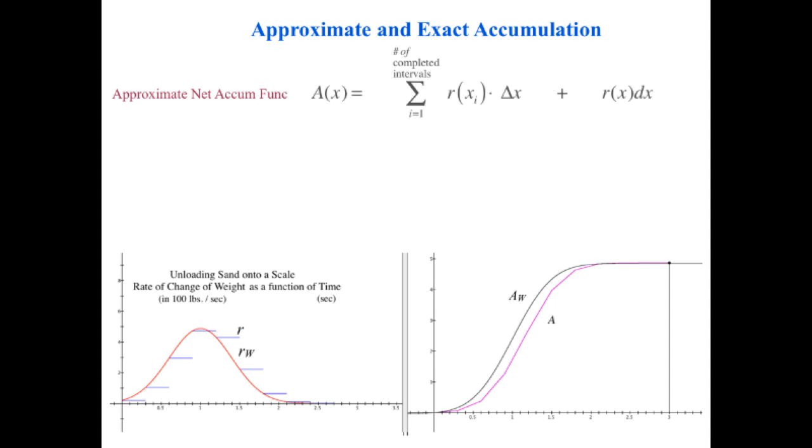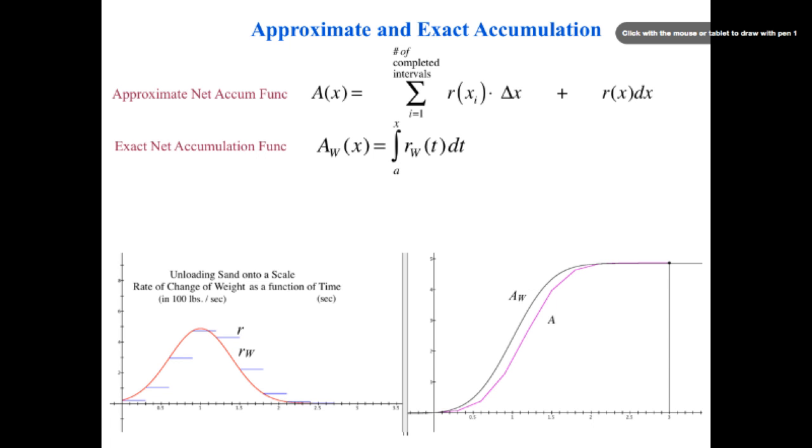So our approximate net accumulation function we said was this: sum of completed intervals plus a little bit more in the current interval. And we said as those intervals get really, really small, there's no difference between completed and the current interval, and summation becomes integral, and our step rate function just becomes the whole continuous original rate function.